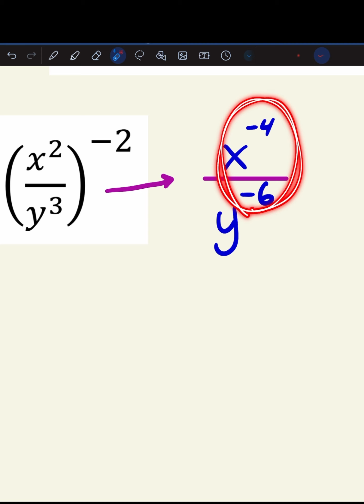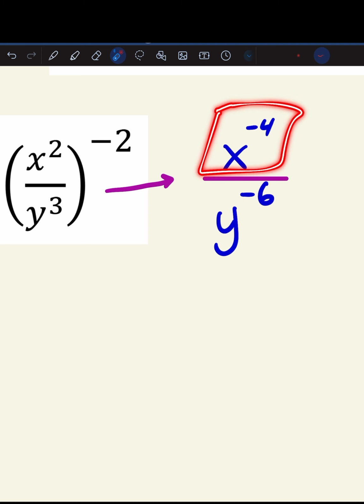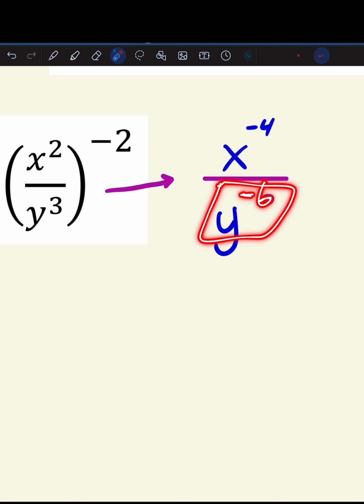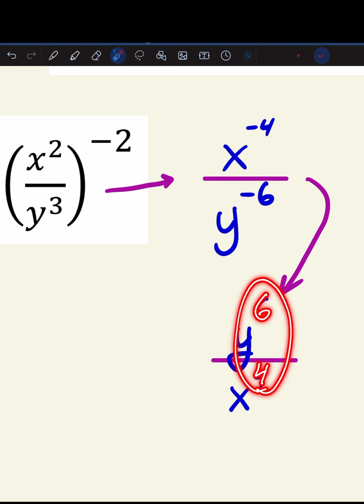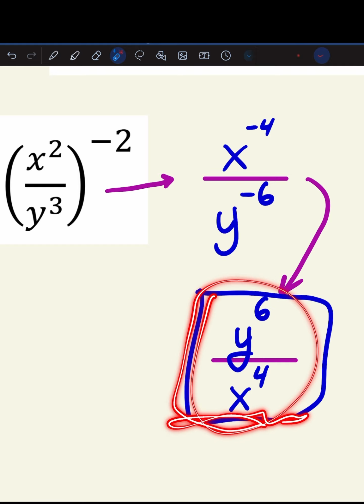Now remember, our direction said writing only positive exponents, so both of these will need to switch. Our x is currently on top, and the -4 means it's unhappy where it's at, so it needs to move to the bottom. Our y has an exponent of -6, meaning it's unhappy on the bottom, so it needs to move up to the top. So in short, our x and y's just switch places, but notice both of the exponents switch to positive because now they're where they're supposed to be. And that's our final answer for the first one.